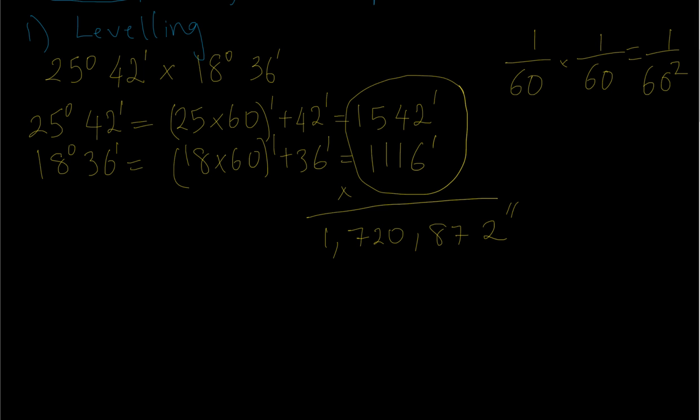So what exactly we do is this. We first take this number, 1,722,872, and divide it by 60 and find the quotient and the remainder. If you do that, it turns out that the quotient is 28,681, and then the remainder is 12. So this remainder is the correct number of seconds when this number is written as a proper sexagesimal number.